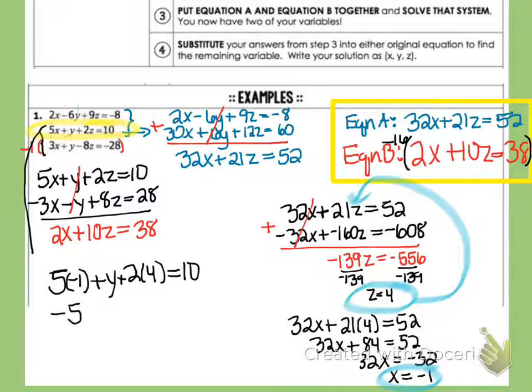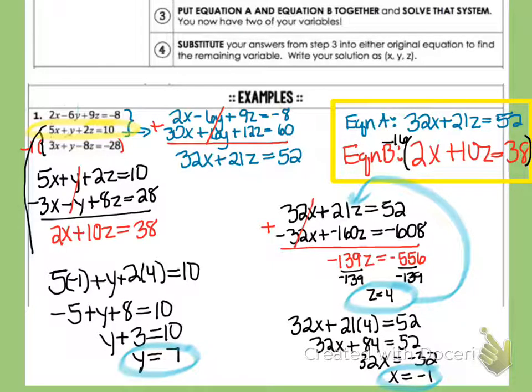Simplifying gives me -5 plus y plus 8 equals 10. Put my like terms together. Y plus 3 equals 10. And then I can subtract 3 from both sides, and I find out that y is 7. And now it's a good idea then to check and take these 3 and plug them into one of the other equations just to make sure that it works. And so feel free to do that, but I actually substituted it into this third equation there, and I was able to get both sides to equal negative 28.